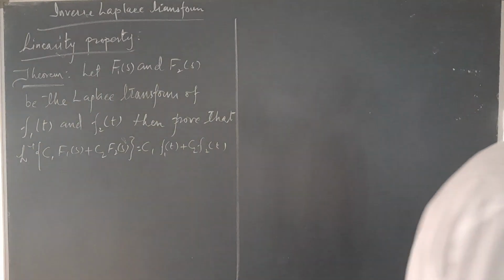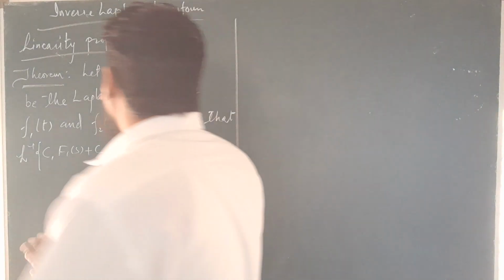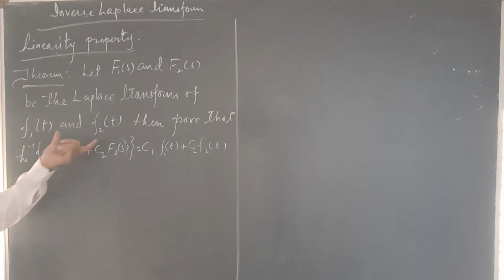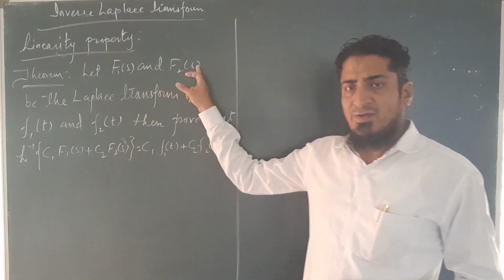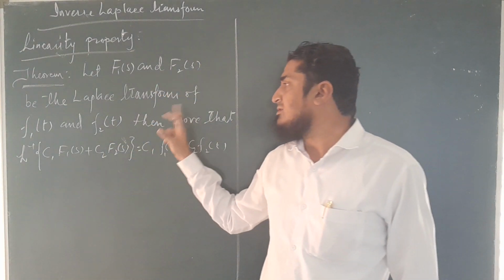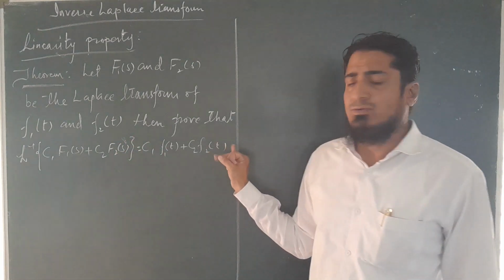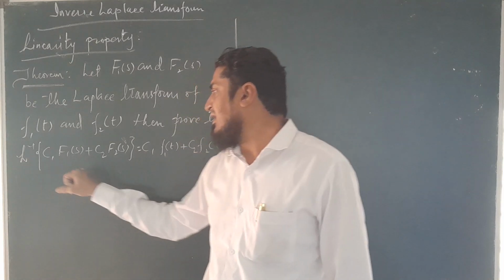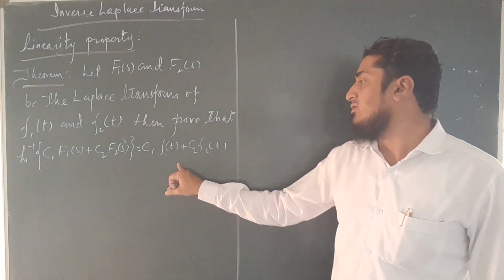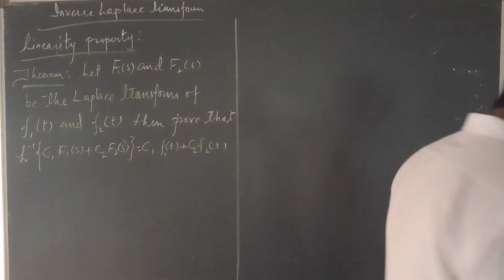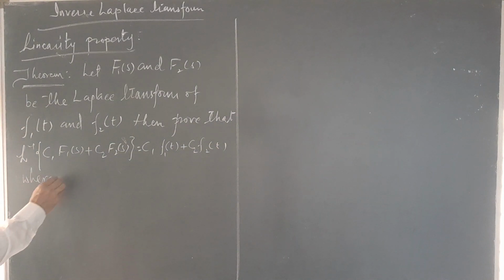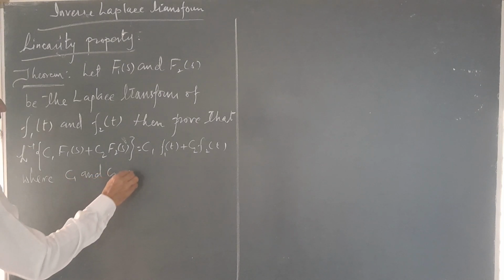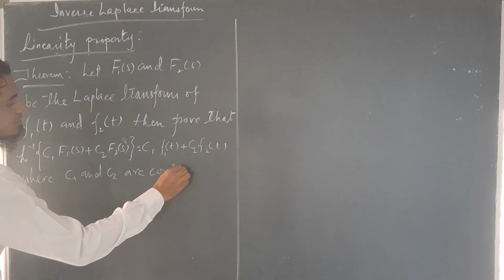We have two different functions, f1 of t and f2 of t, and the Laplace transform of f1 of t is f1 of s, and the Laplace transform of f2 of t is f2 of s, where s is the parameter. Then we have to prove that the inverse Laplace transform of c1 f1 of s plus c2 f2 of s is equal to c1 f1 of t plus c2 f2 of t, where c1 and c2 are constants.